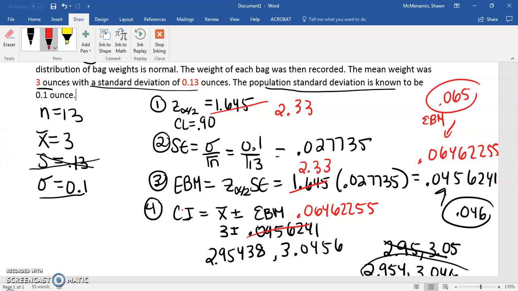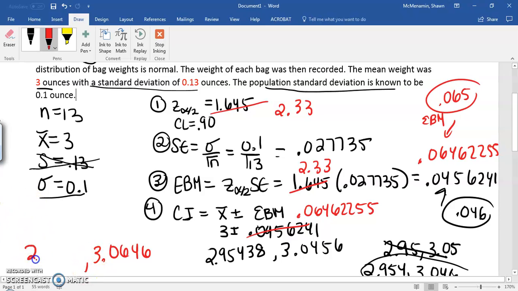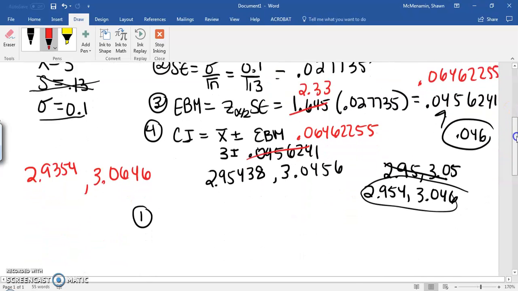And then you take 3 plus x, which gives you 3.0646, and you do 3 minus x, which gives you 2.9354. Let me write out more of those steps actually, because I just did it all in the same chart.